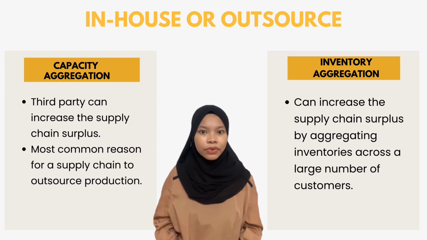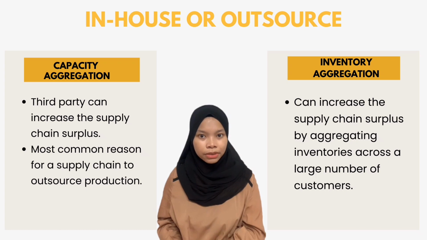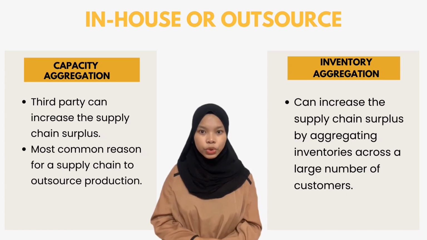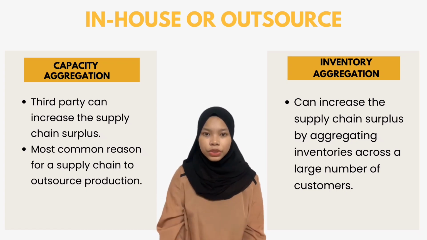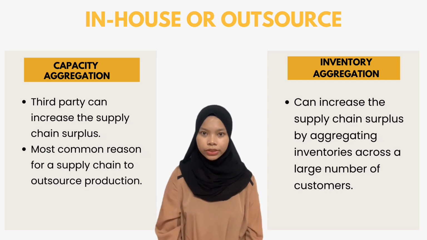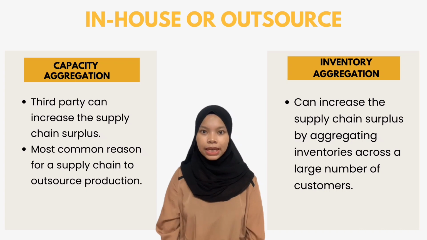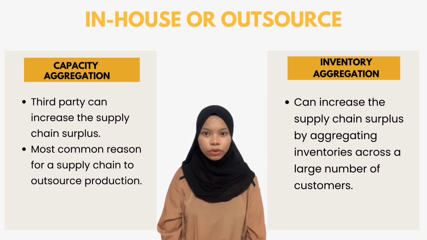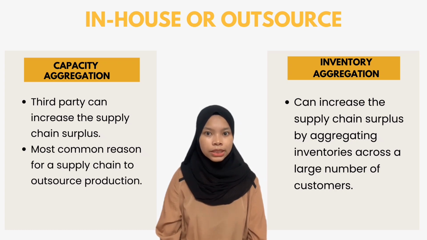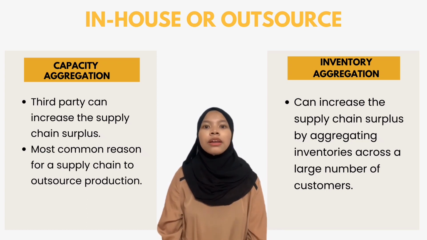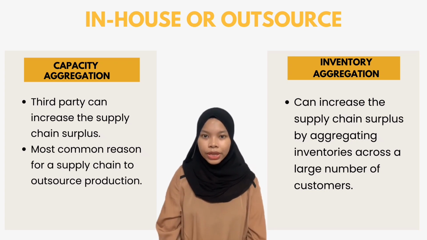Here, we discuss various mechanisms that third parties can use to grow the surplus. The first one is capacity aggregation. By aggregating demand across multiple companies and gaining production economies of scale that no single company can achieve on its own, a third party can increase the supply chain surplus. This is the most common reason for a supply chain to outsource production. The second one is inventory aggregation.